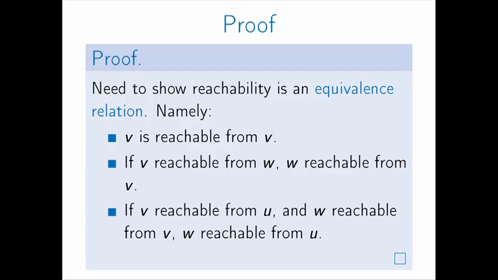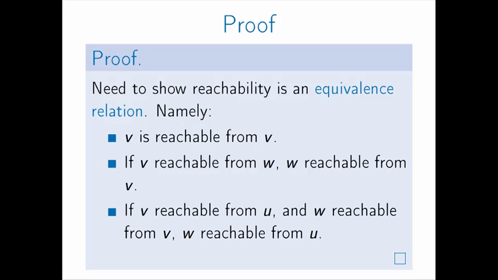Okay, so let's see how the proof of this theorem works. Why can we always divide it into connected components? Basically the idea is you need to show that reachability is an equivalence relation. That means 3 things. Firstly, that V is reachable from V, which is easy. Also, that if V can be reached from W, W can be reached from V, which is just following the path in the opposite direction.